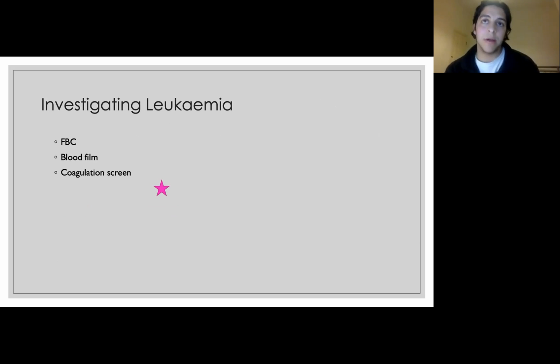Okay, so how do you investigate leukemia? So important things to do are FBC, to give you an idea of the blood counts. A blood film is really important because it can identify things like blasts and Auer rods, which we discussed, and a coagulation screen as well to see if their clotting is affected. But does anyone know the gold standard investigation for leukemia to give you a diagnosis? If you pop it in the chat. Is anyone brave enough to unmute themselves?